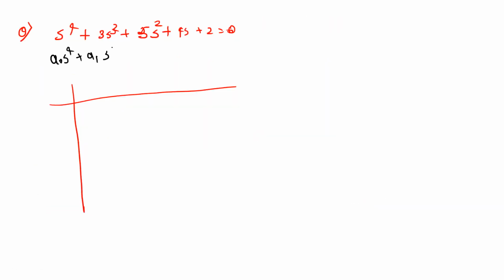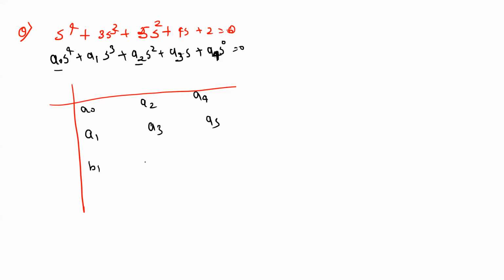So a naught s to the power 4 plus a1 s cube plus a2 s square plus a3 s plus a4 is equal to 0. Now here there is a naught, a1, a2, a3, sorry, it should be a3 and it should be a4, right? So what I told you is that I'll be writing here a naught, a2, a4. Here I'll be writing a1, a3, a5, and then b1, b2, and here C1, C2.